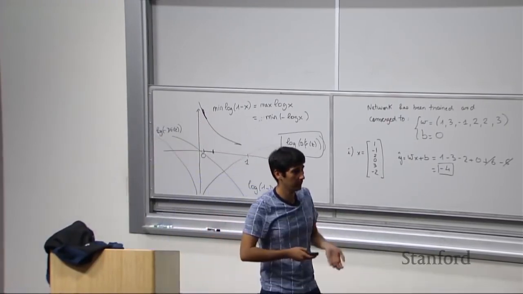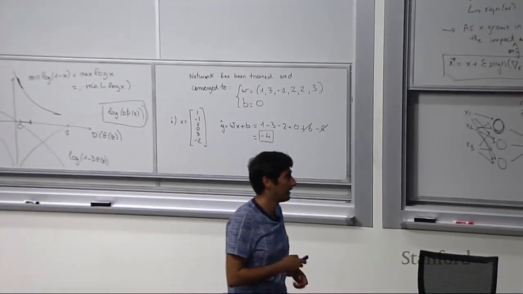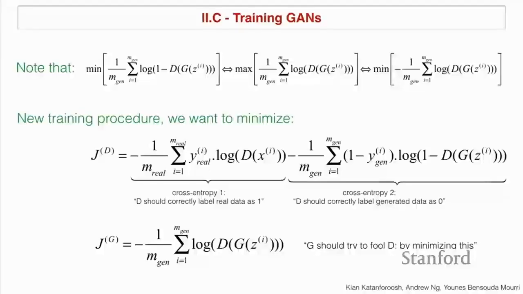So we're going to use this flip. And so we have a new training procedure now, where J of D didn't change, but J of G changed. We have a minus sign here, and instead of the log of 1 minus D of G of z, we have the log of D of G of z. Does that make sense to everyone?